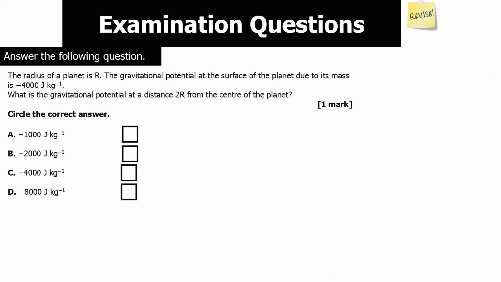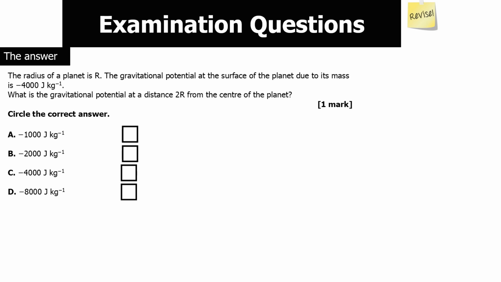The first question says the radius of a planet is r. The gravitational potential at the surface of the planet due to its mass is minus 4,000 joules per kilogram. What is the gravitational potential at a distance of 2r from the centre of the planet? Pause the video now, then unpause the video when you want to go through your answer.